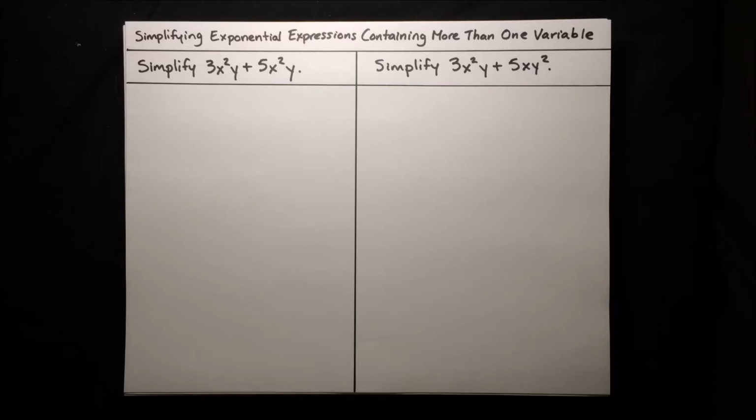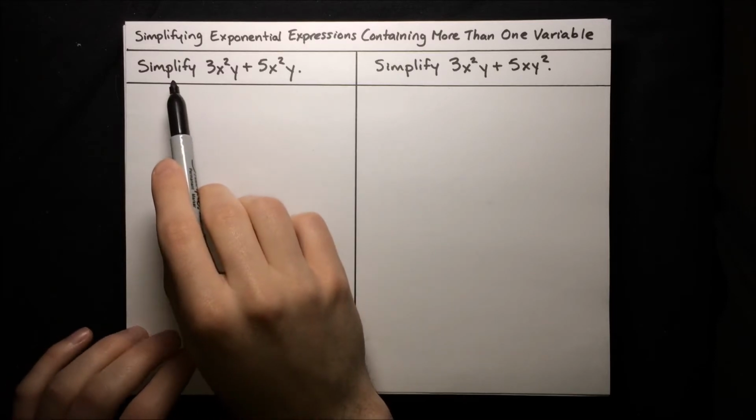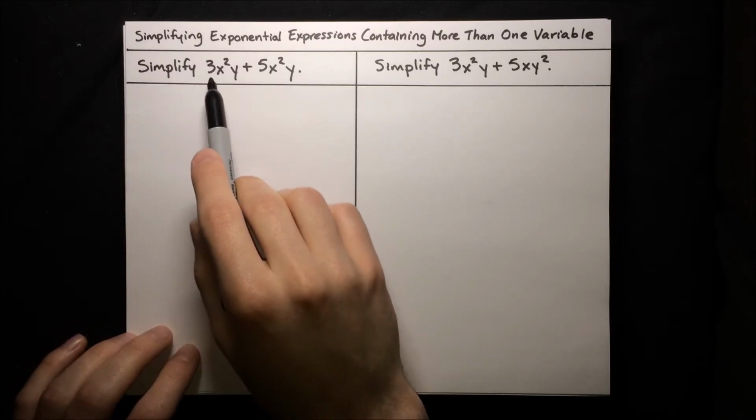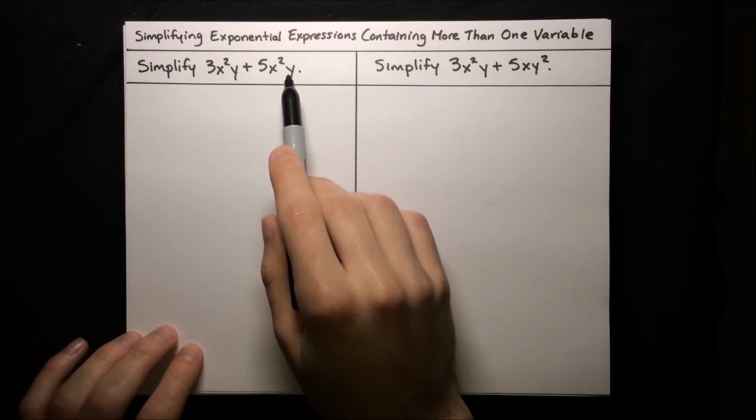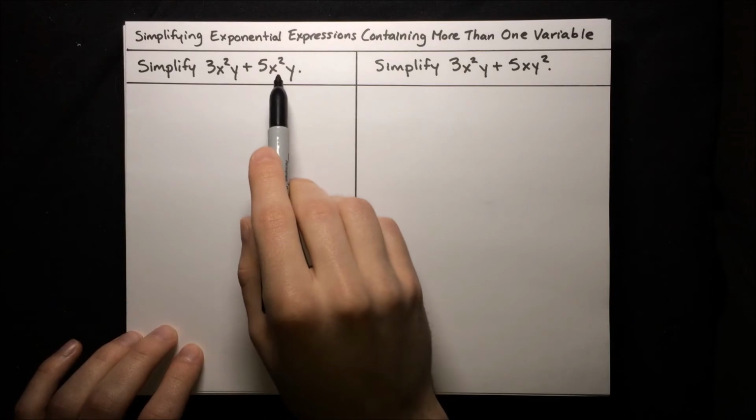In this video, I'm going to show you how to simplify exponential expressions containing more than one variable. So let's look at this first example here. We want to simplify 3x squared y plus 5x squared y. And the thing to notice here is that these are both like terms.